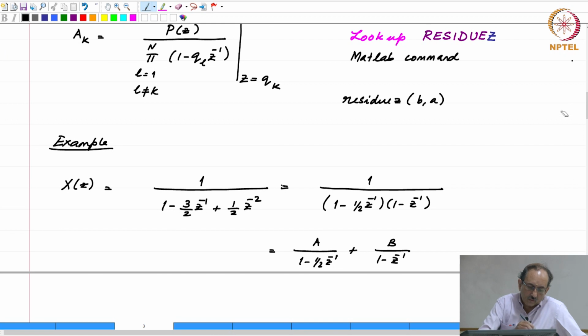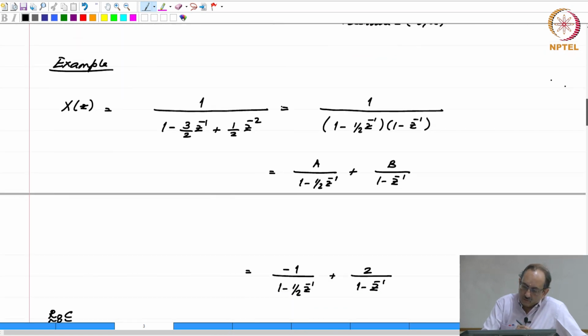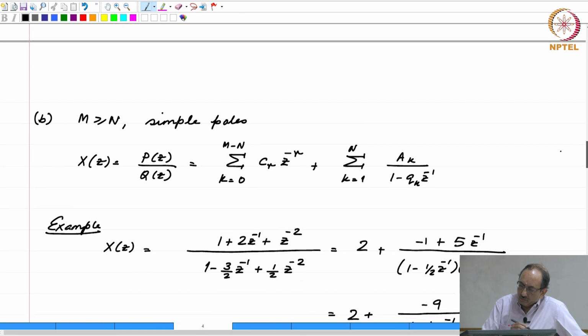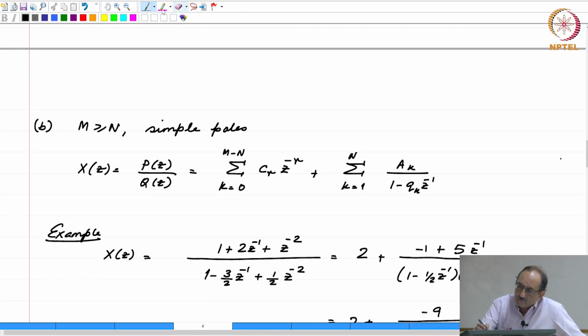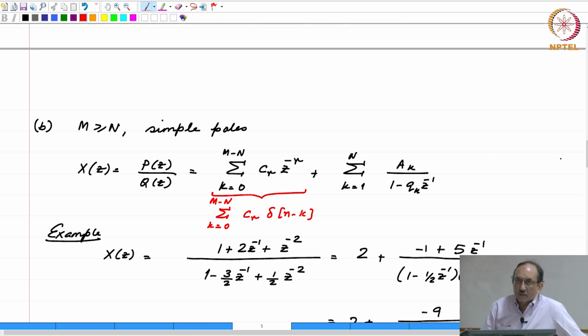That is okay. So, yeah, actually I should have written that. In this case, the inverse Z transform is always the sum over k going from 0 to m minus n of C r delta of n minus k, independent of the ROC. This term will always be as it is, but that is not what I am after.